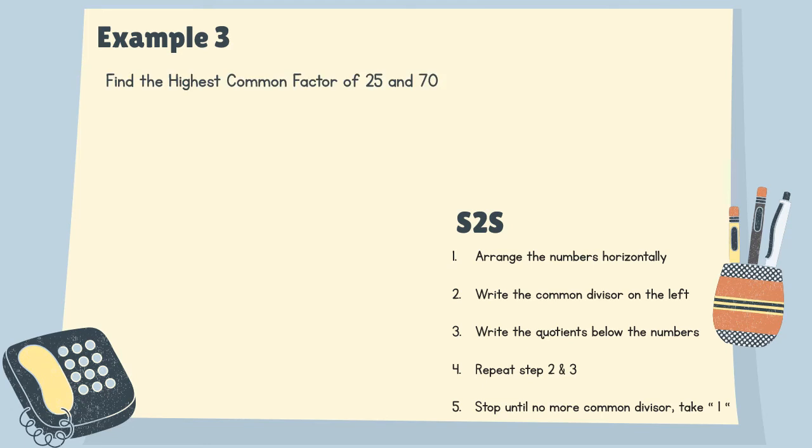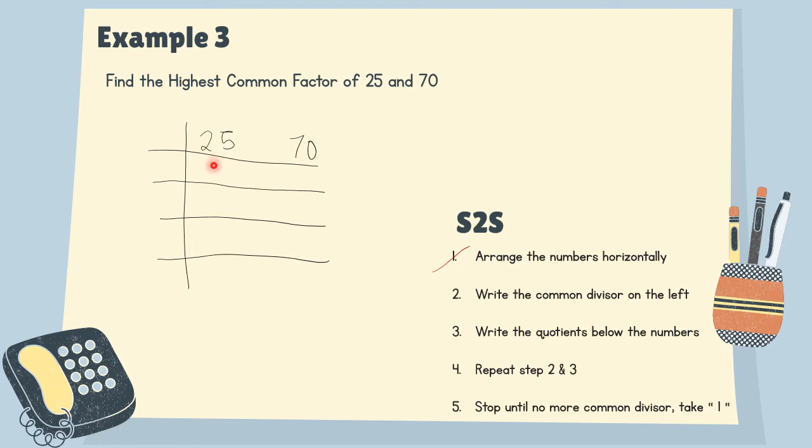Example 3. Find the highest common factor of 25 and 70. First thing first, write down your stairs and then the two given numbers. So that is step 1. Arrange the numbers horizontally. Step 2. Write the common divisor on the left.